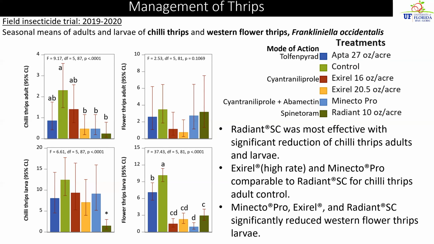Minectopro, Exirel, and Radiant significantly reduced western flower thrips larvae but did not make any suppression on the western flower thrips adults.